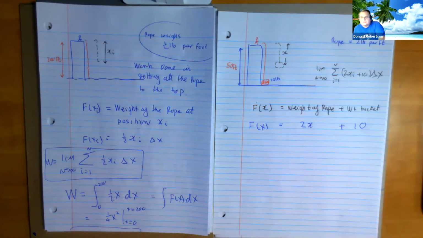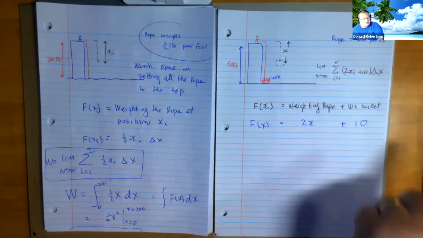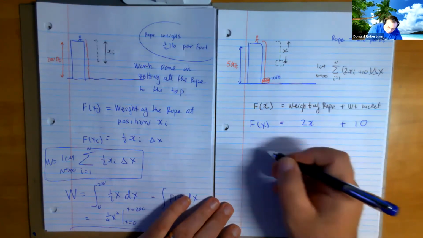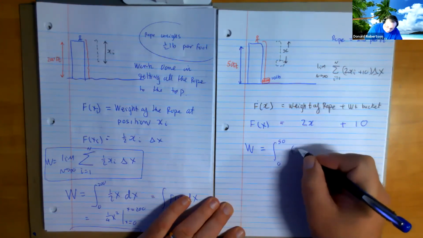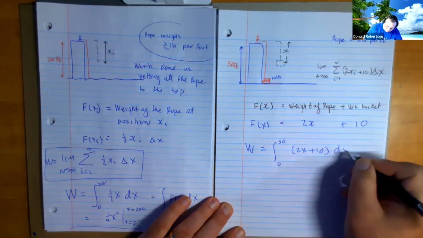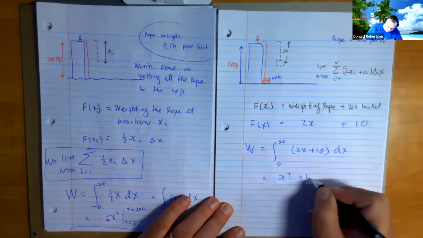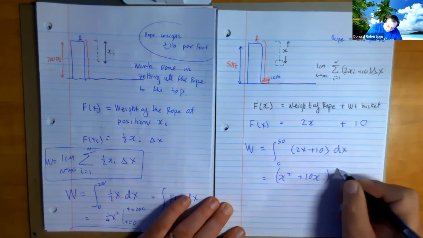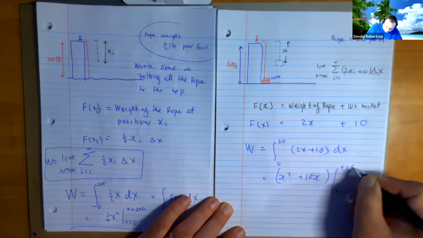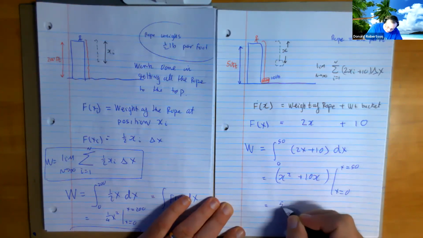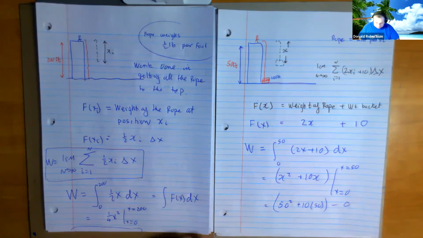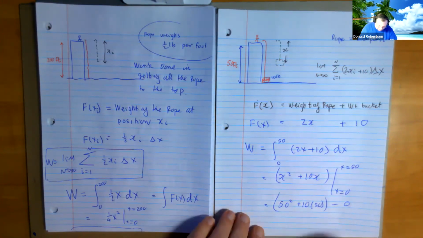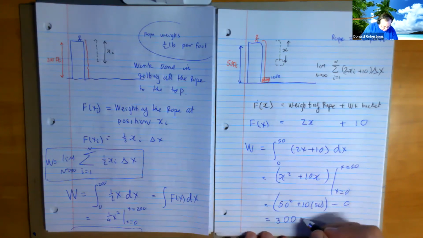That's what it would look like as a Riemann sum. All I'm doing is replacing this here and sticking in the delta x. Now we can get the work done. It's from 0 to 50 this time of the force function dx. So that's going to be x squared plus 10x, evaluated at 0 and at 50. That gets us 50 squared plus 10 lots of 50, take away nothing. 2,500 plus another 500, I make that 3,000. The units here would be foot-pounds.